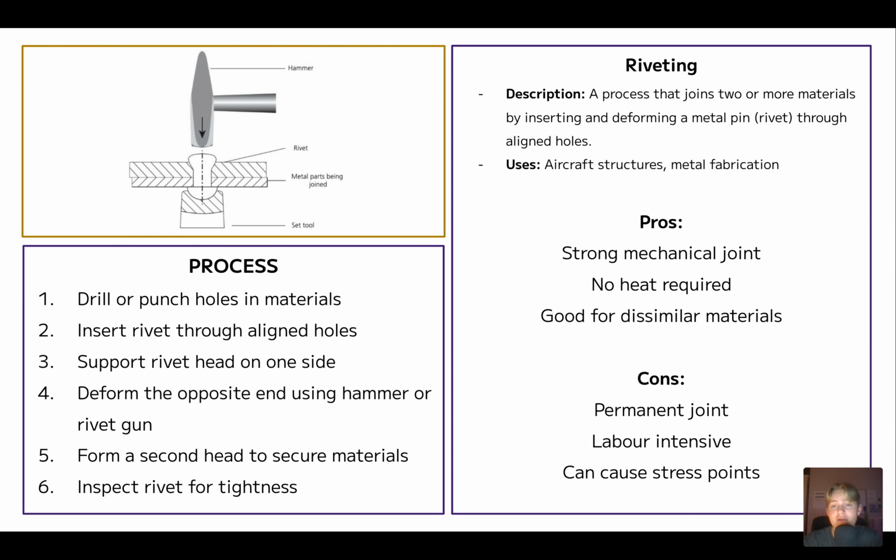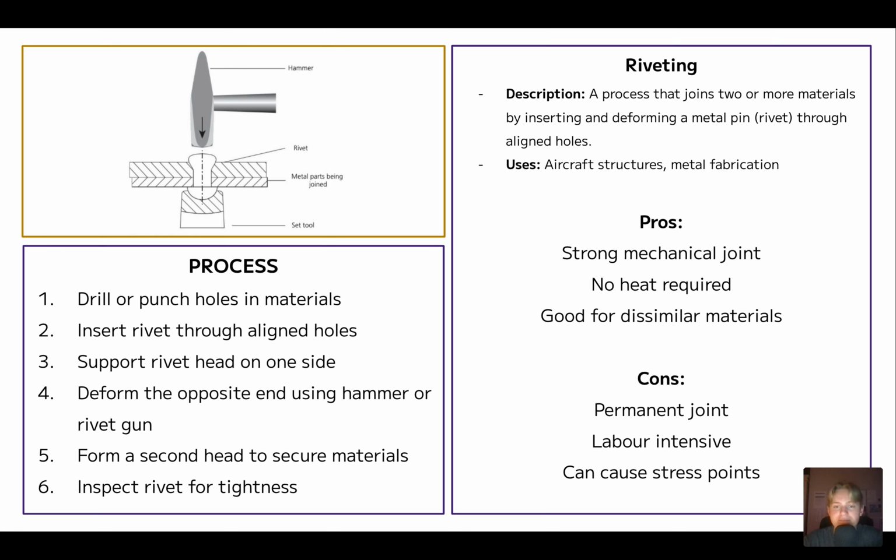Next, we're going to look at riveting, which is quite riveting. It's a process that joins two or more materials together by inserting and deforming a metal pin called a rivet through an aligned hole. So this is used in aircraft where you don't want a screw to come undone, but also in just general metal fabrication.